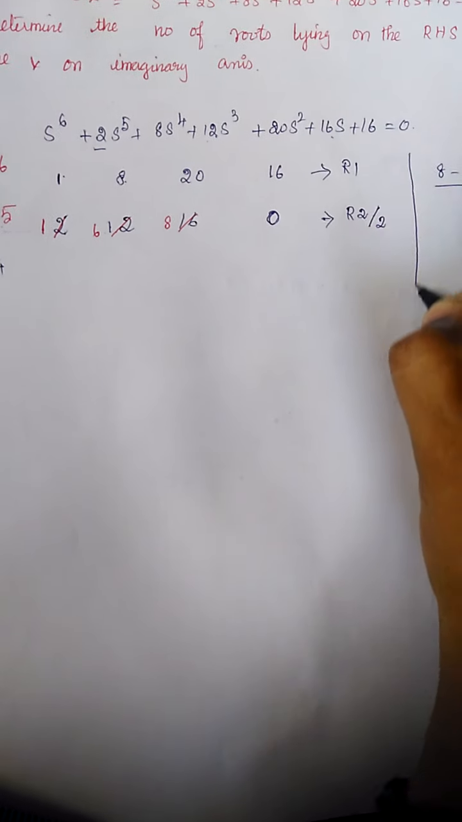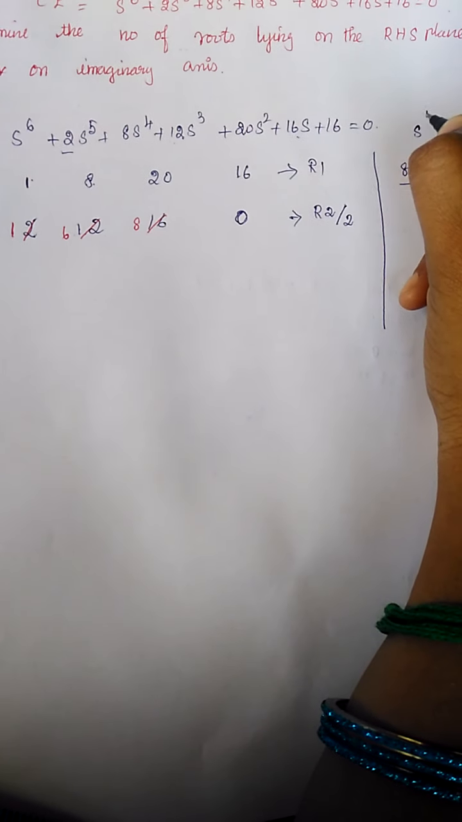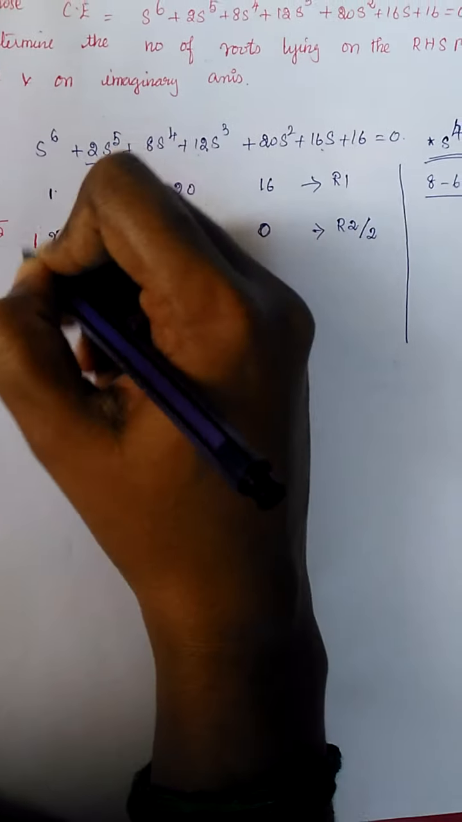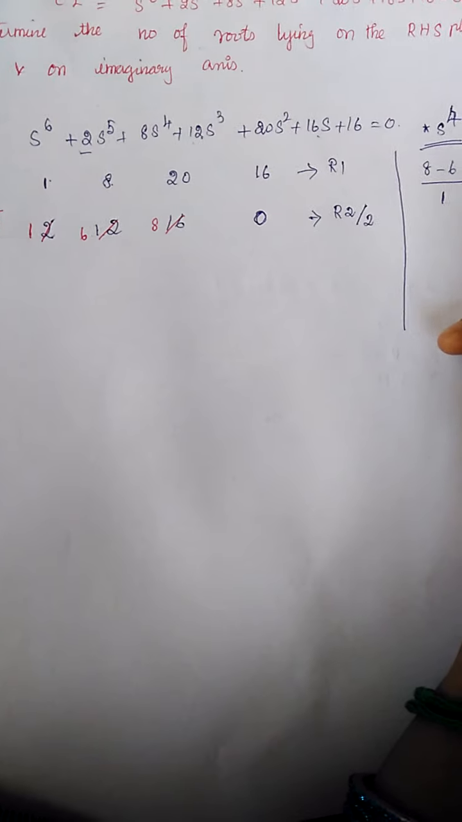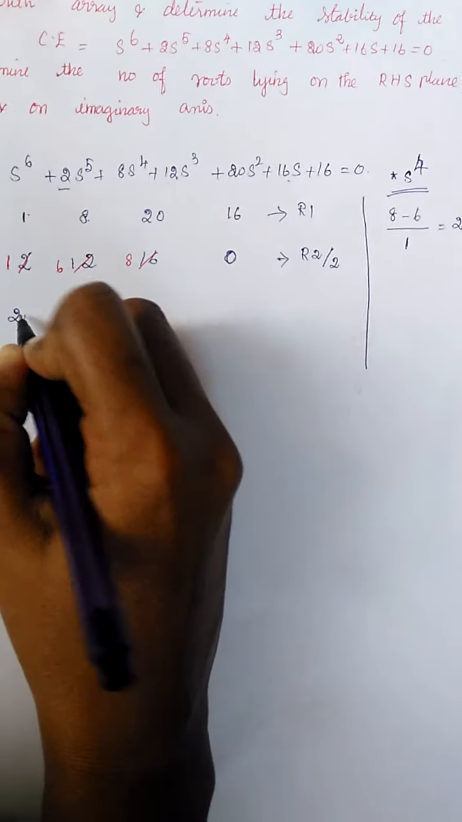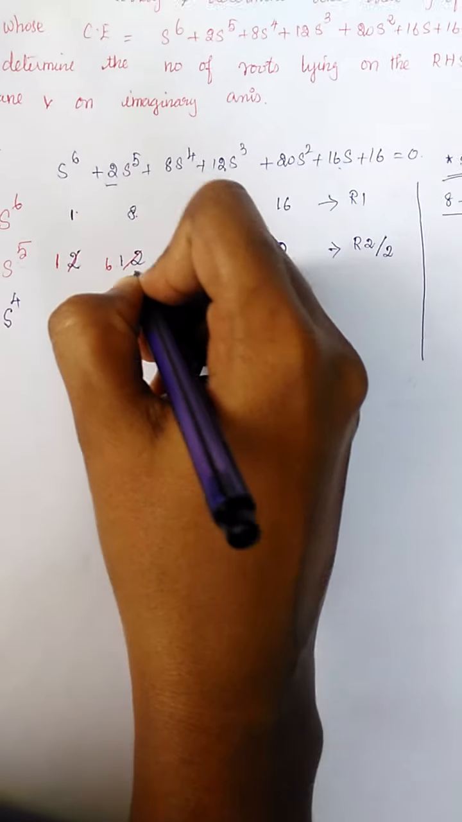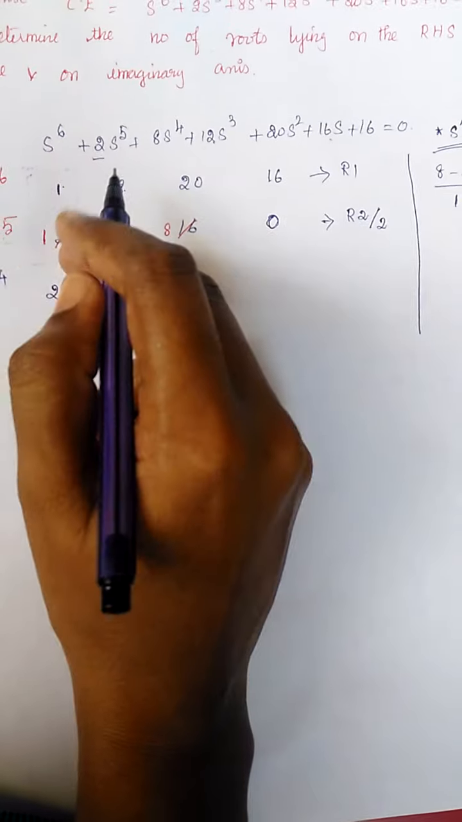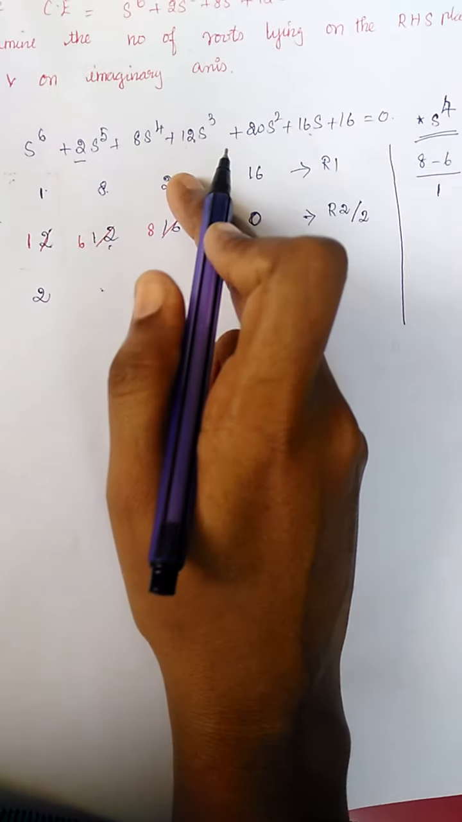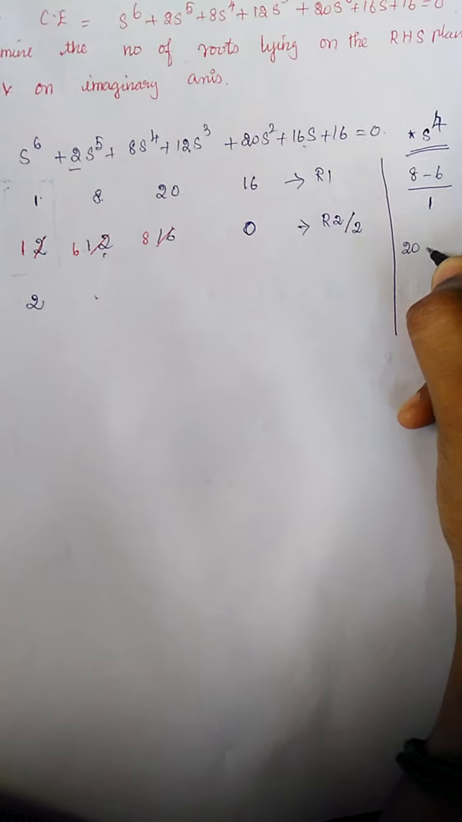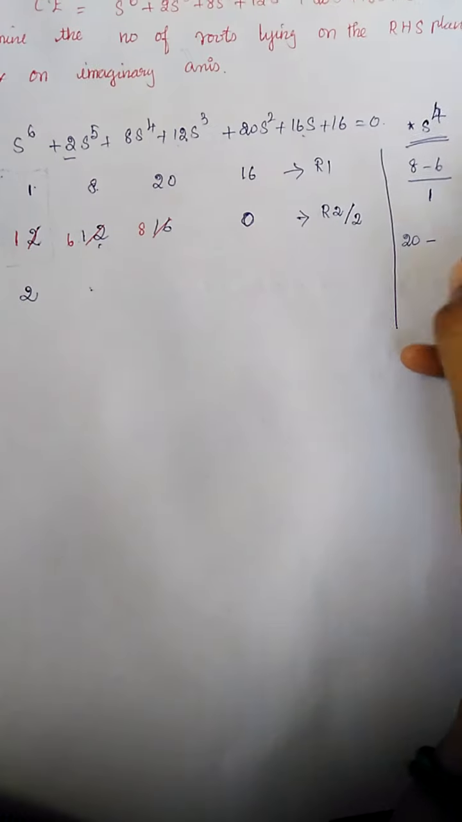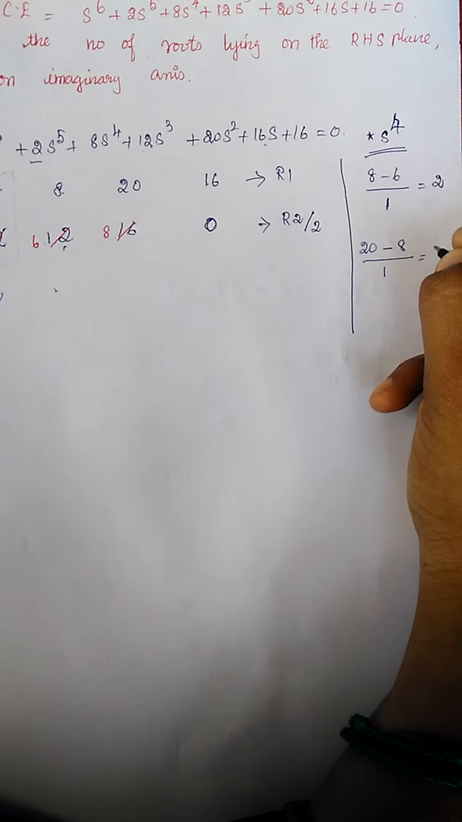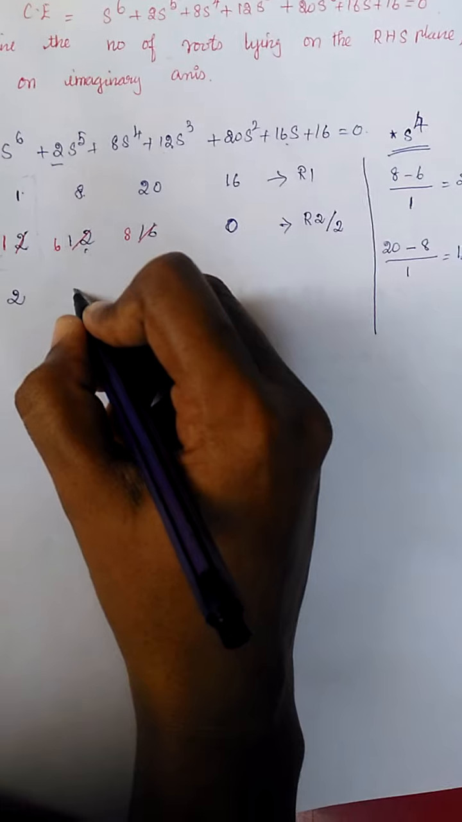Divided by 1, which is equal to 2, so you substitute 2 here. Then for this term, you fix the first column and compare with this one: 1 into 20 minus 8 into 1, divided by 1, so you calculate it as 12. That is the answer here, 12.